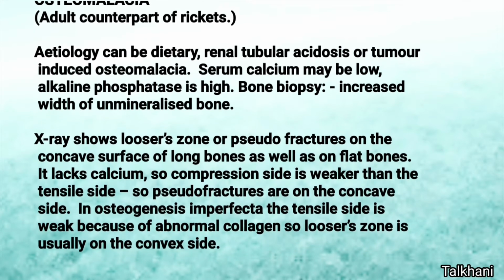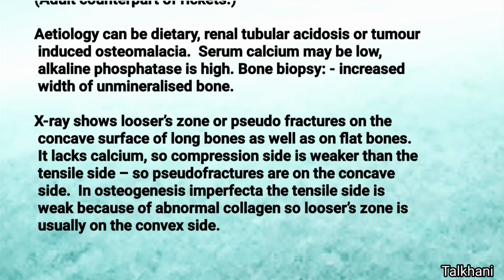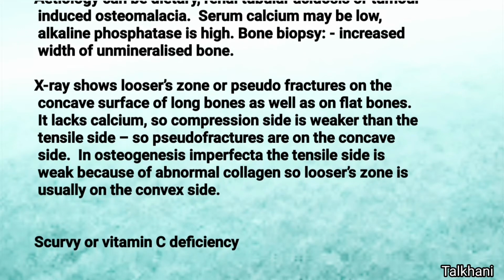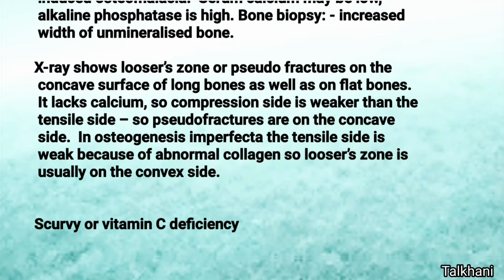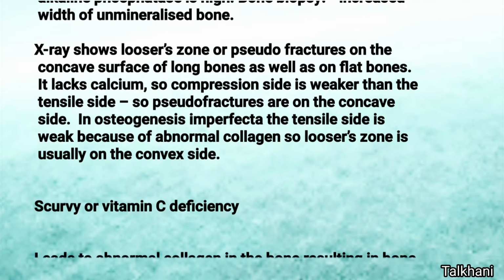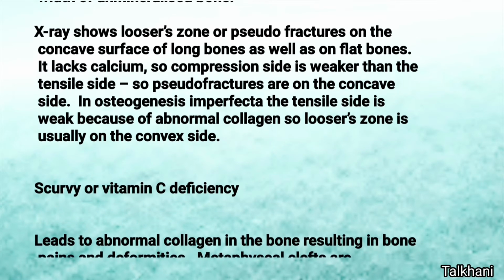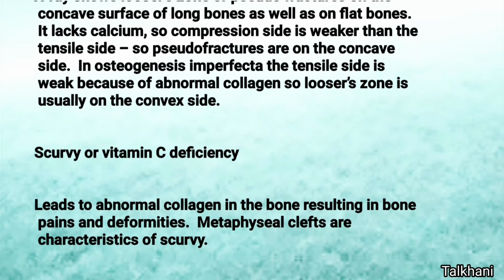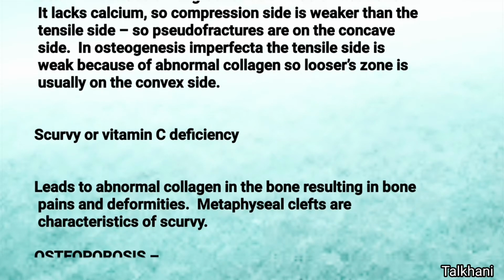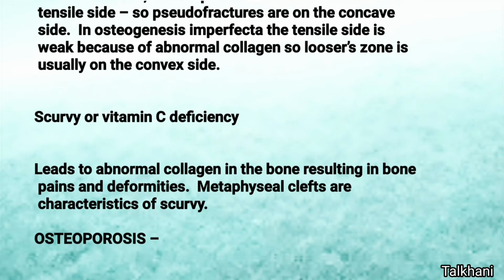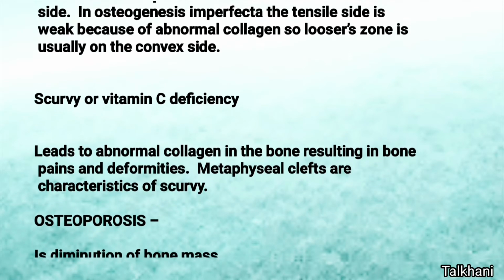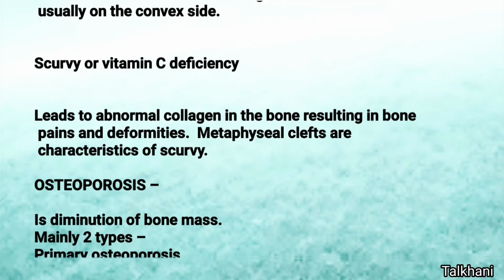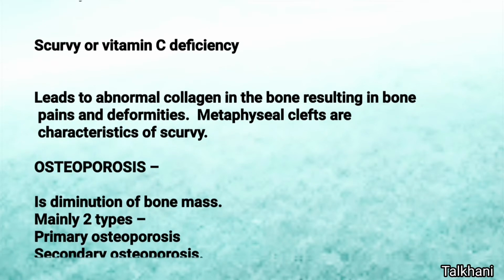Osteoporosis. Osteoporosis is diminution of bone mass. Mainly two types are described: primary osteoporosis or secondary osteoporosis. Primary osteoporosis can be either type 1 or type 2. Type 1 has excessive loss of cancellous bone, which primarily occurs at the time of menopause. Type 2 has excessive loss of cancellous as well as cortical bone, which primarily takes place 15 to 20 years after menopause and in elderly men. Type 2 osteoporosis is because of senile bone mass diminution or senile osteoporosis. This is also called low turnover osteoporosis.